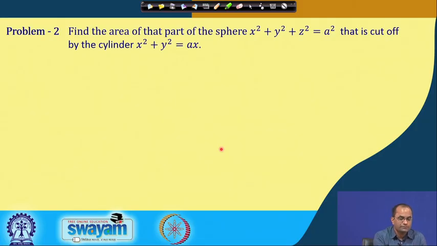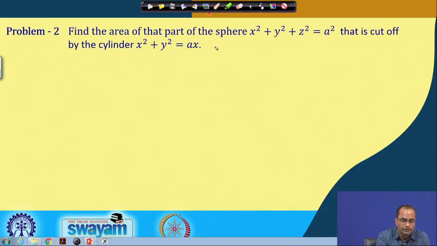So, moving to the next problem, we will now find the area of that part of the sphere. So, we have again a sphere x square plus y square plus z square is equal to a square, that is cut off by the cylinder x square plus y square is equal to a x. So, this is the equation of the circle.